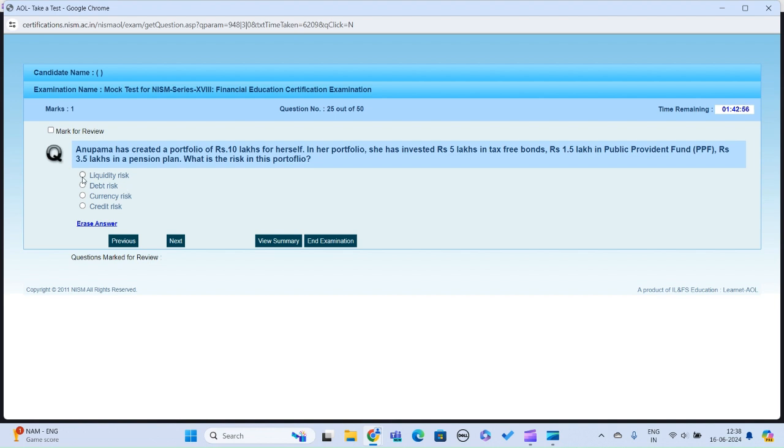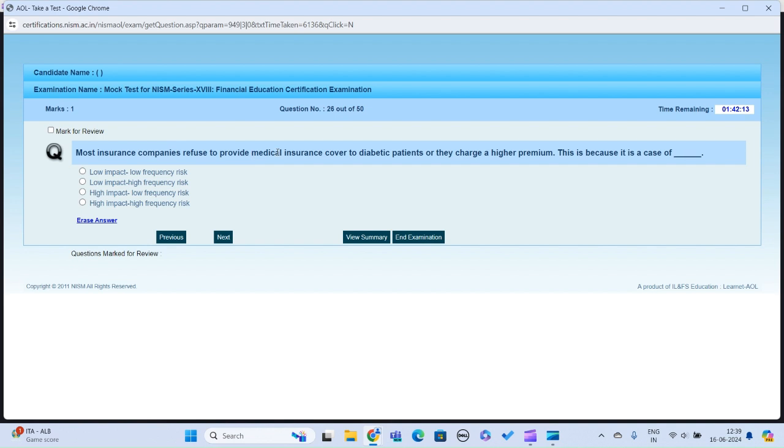Liquidity risk is possible. Yes, because there is always a kind of lock-in period. If you look at tax-free bonds, it could be 5 to 10 years. In PPF, you need to hold it for 15 years. And similarly, a pension plan is something for your retirement. So if you have invested in that, in some cases you could get a loan or withdrawal after a certain period of time. So it gives a liquidity risk. You cannot liquidate the entire amount as you wish, whereas in FD and all, you can always do that. So liquidity risk.